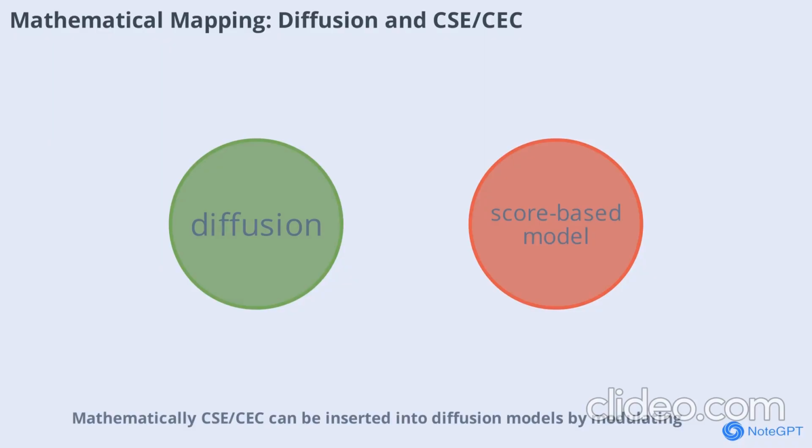Mathematically, CSE-CEC can be inserted into diffusion models by modulating the score denoising term or the diffusion noise coefficient. For example, the reverse-time SDE used in generative models can include a CEC-gated score, allowing the system to adaptively balance noise and correction. This mapping is both biologically plausible and computationally powerful.